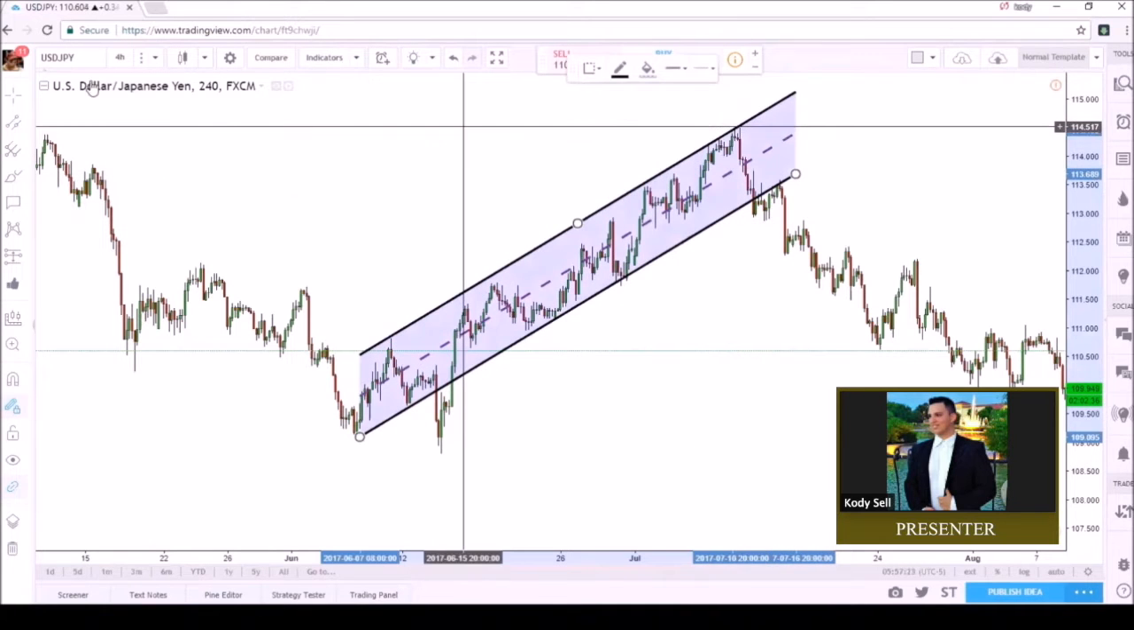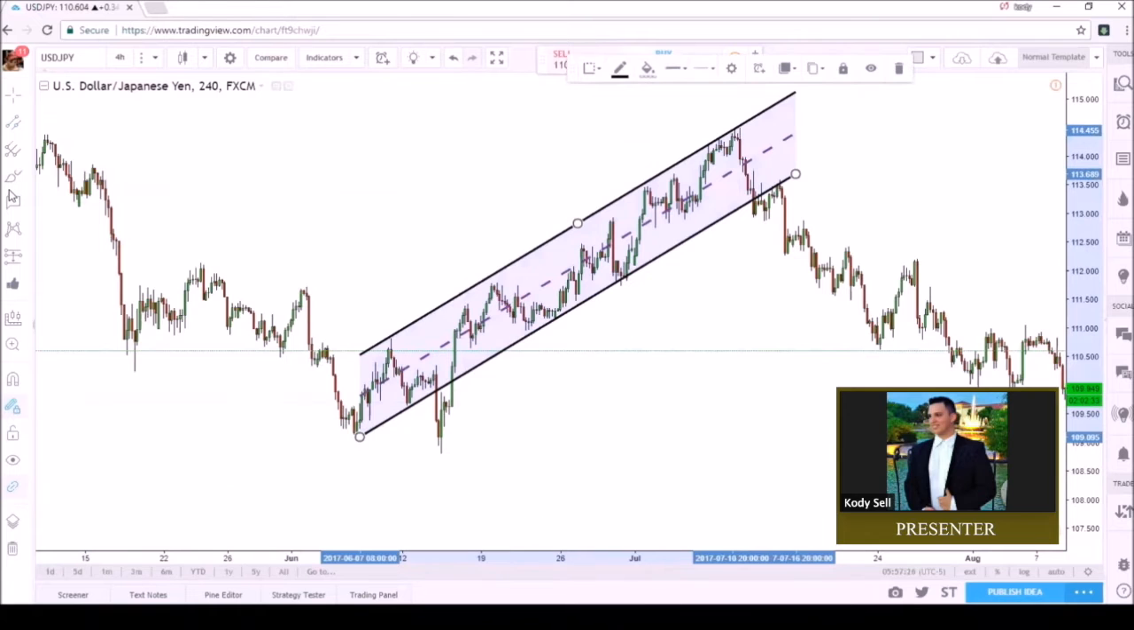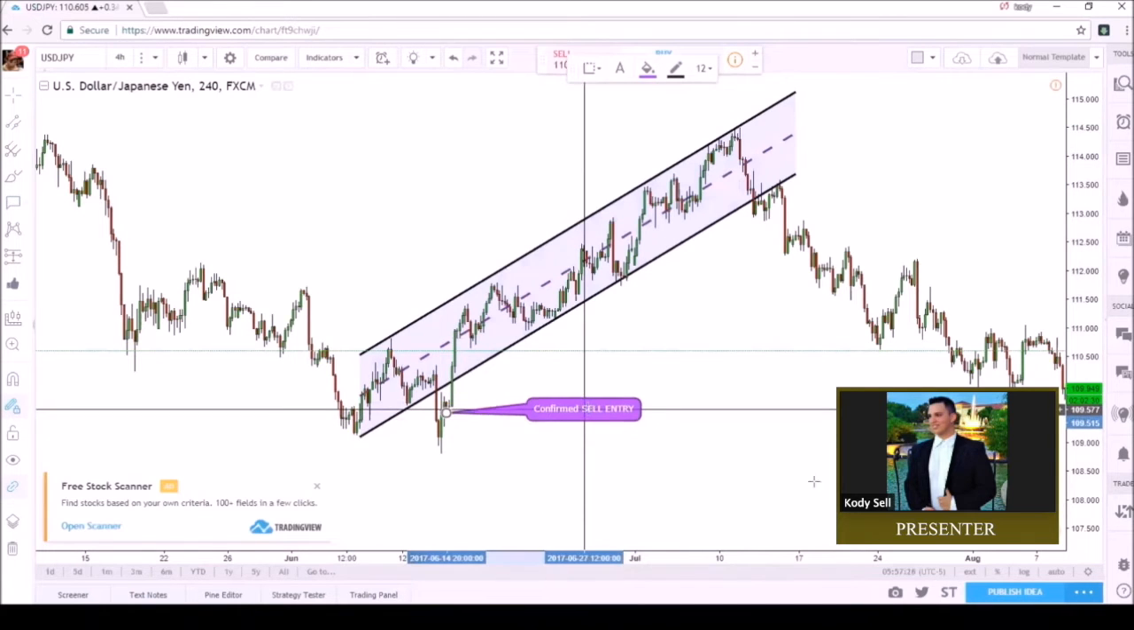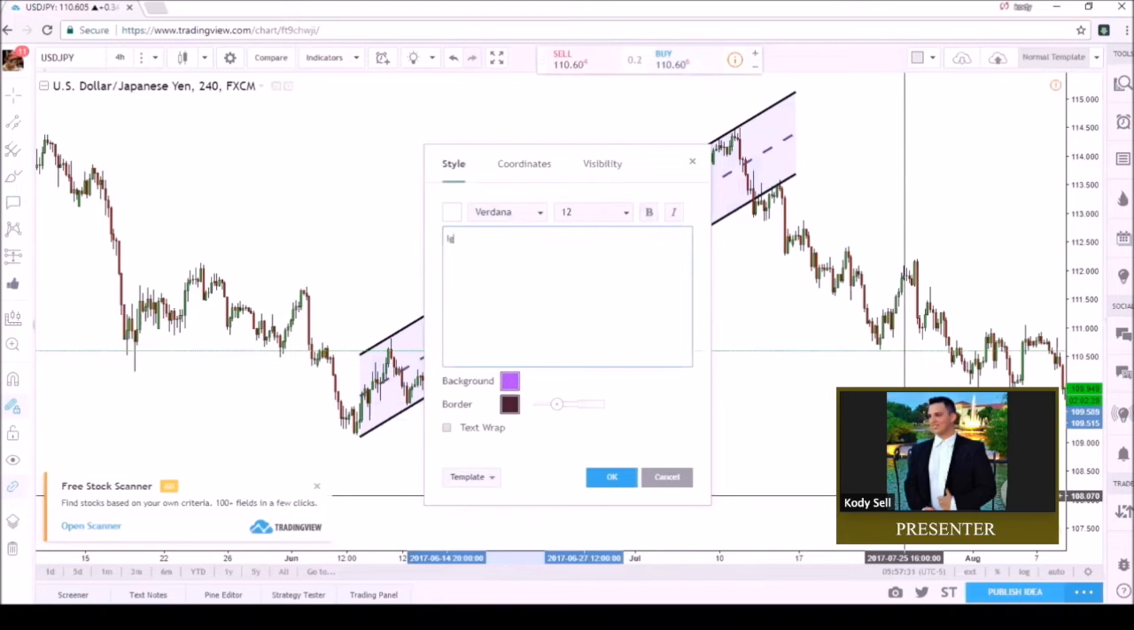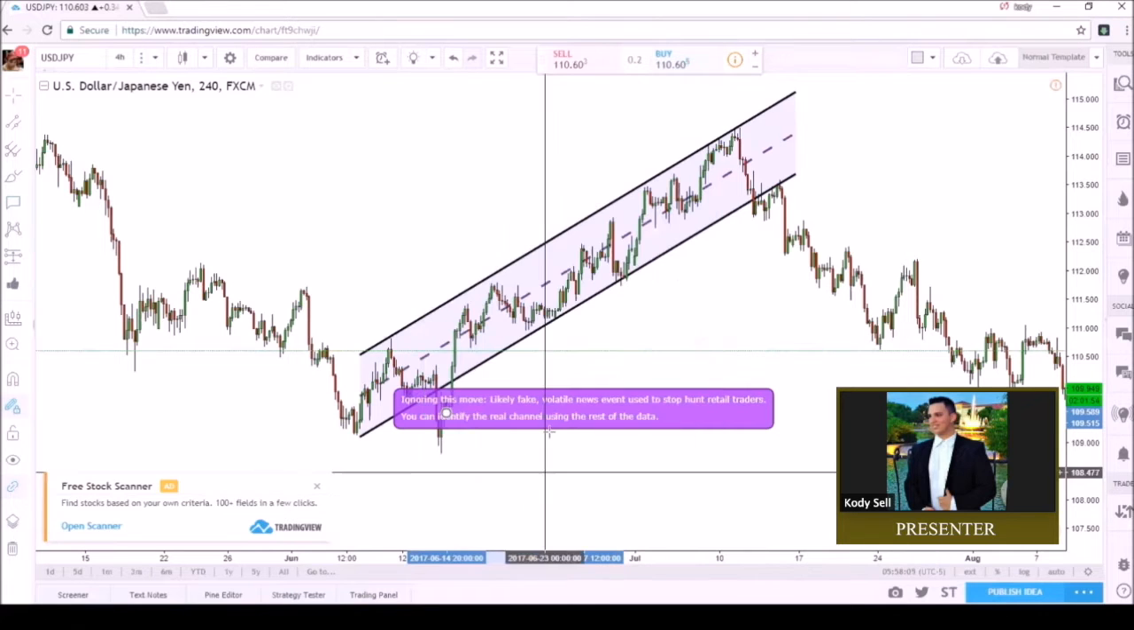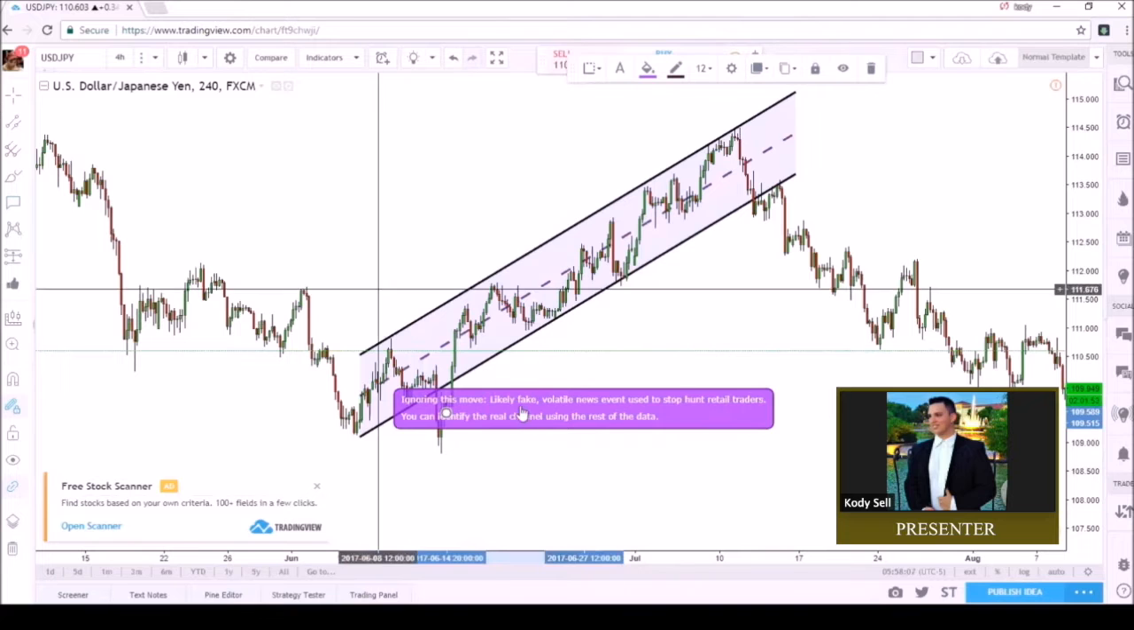See, just a beautiful channel here. So ignoring this move, I will make a note here. We're going to ignore this move. Ignoring this move, likely fake, volatile news event used to stop hunt retail traders. You can identify the real channel using the rest of the data.